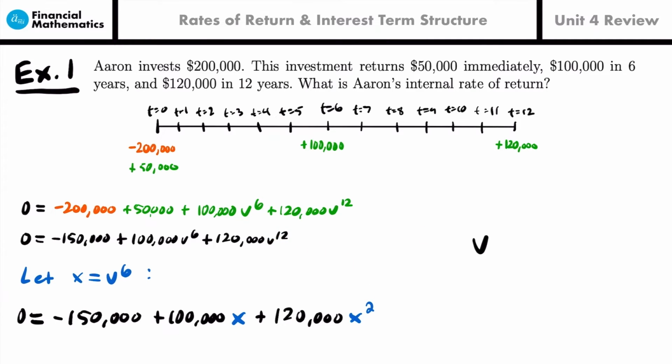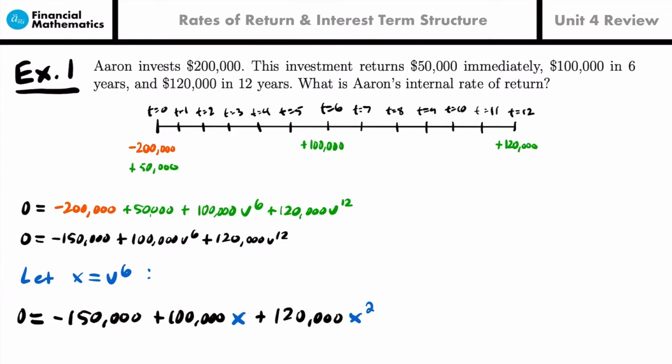Another way that that could be written is v to the power of 6 squared, right? When you have a value raised to an exponent, the way you simplify this is by multiplying the exponents. So 6 times 2 is 12. This is true. So if we let x equal v to the power of 6, then we have x squared, which is what I wrote right here. So that checks out.